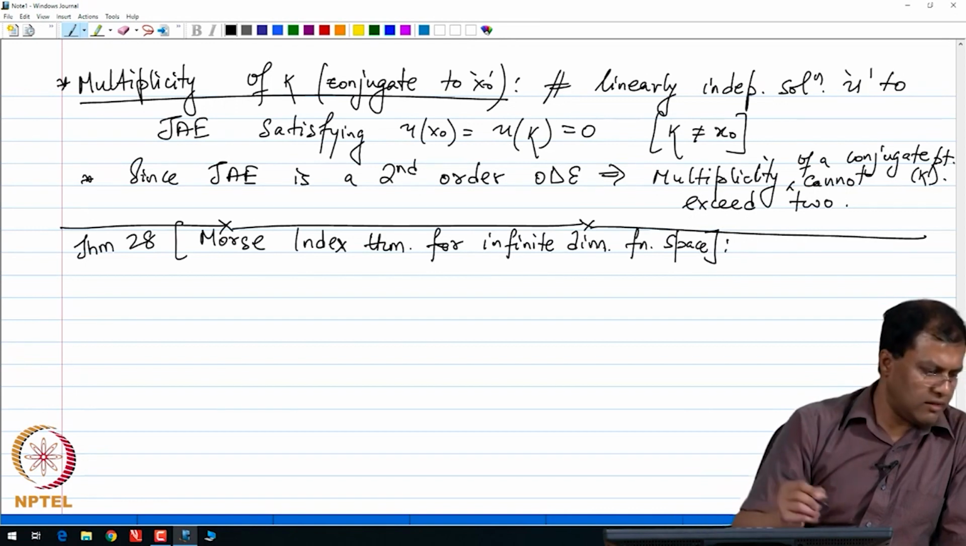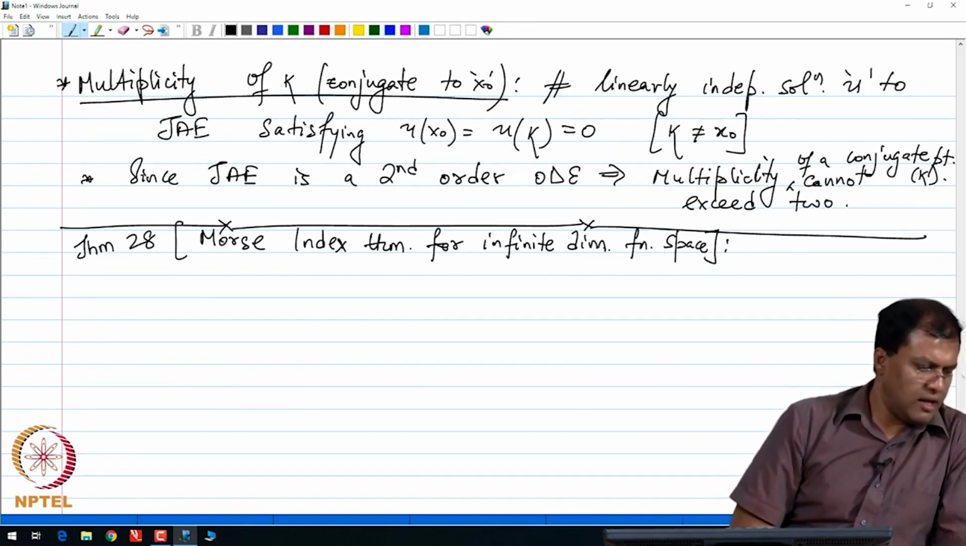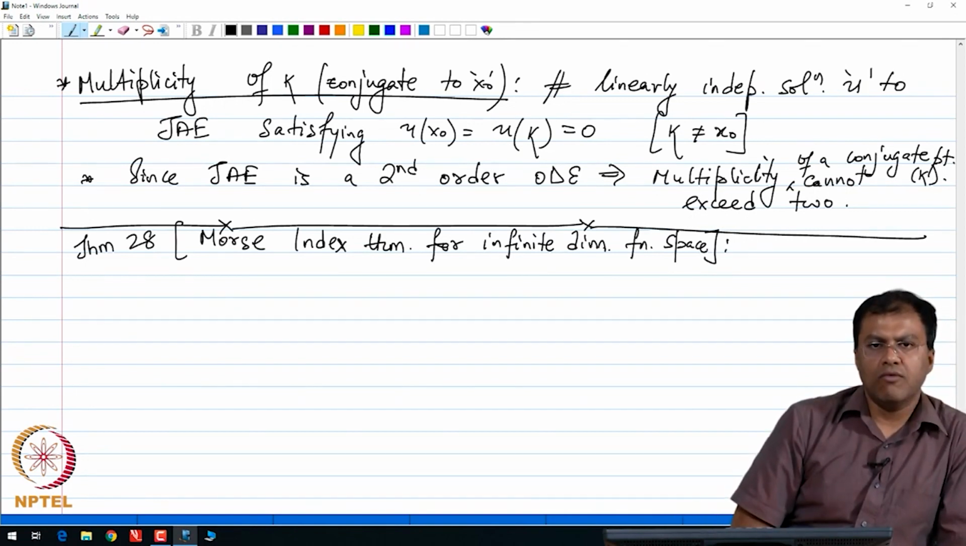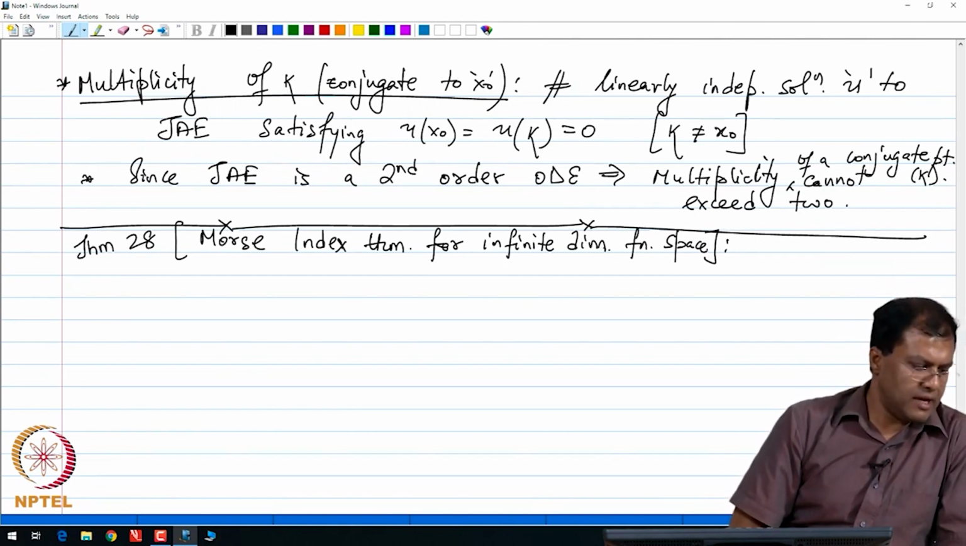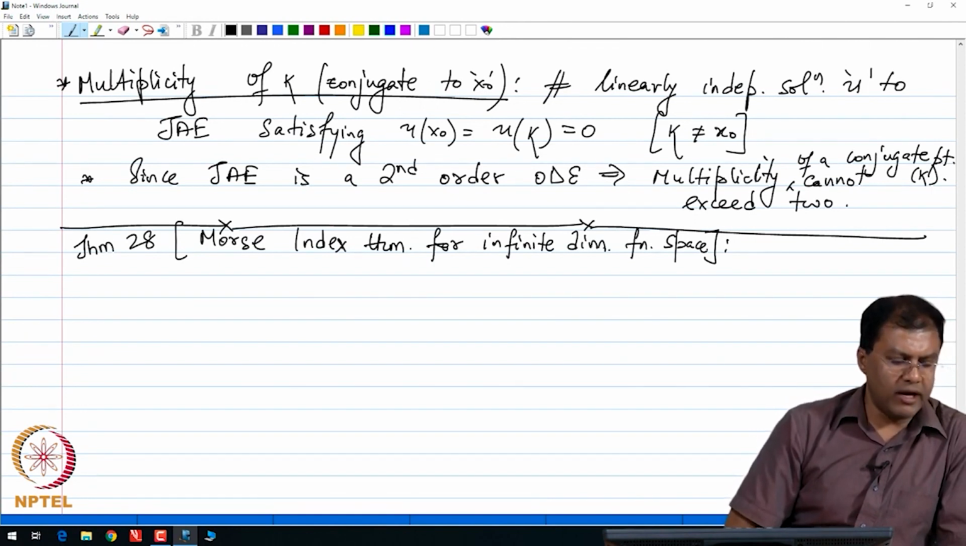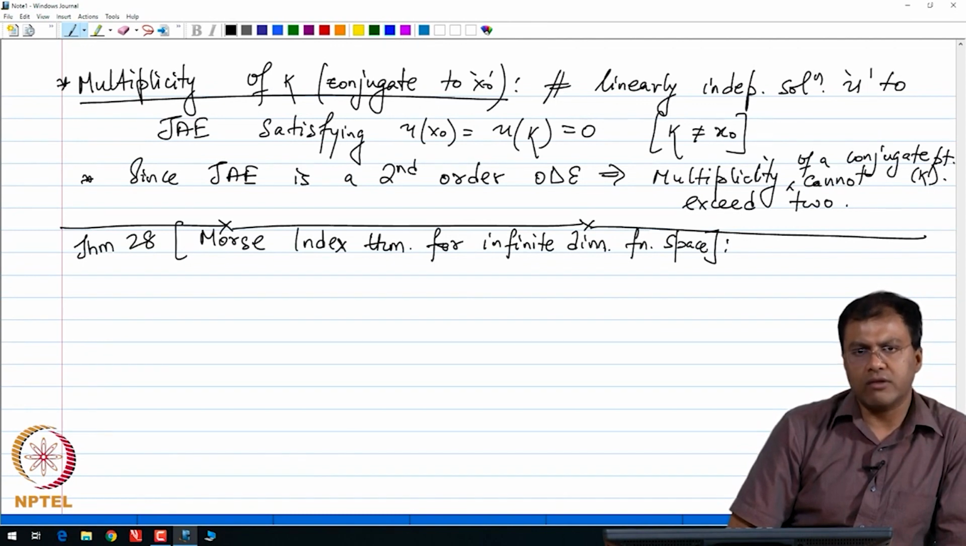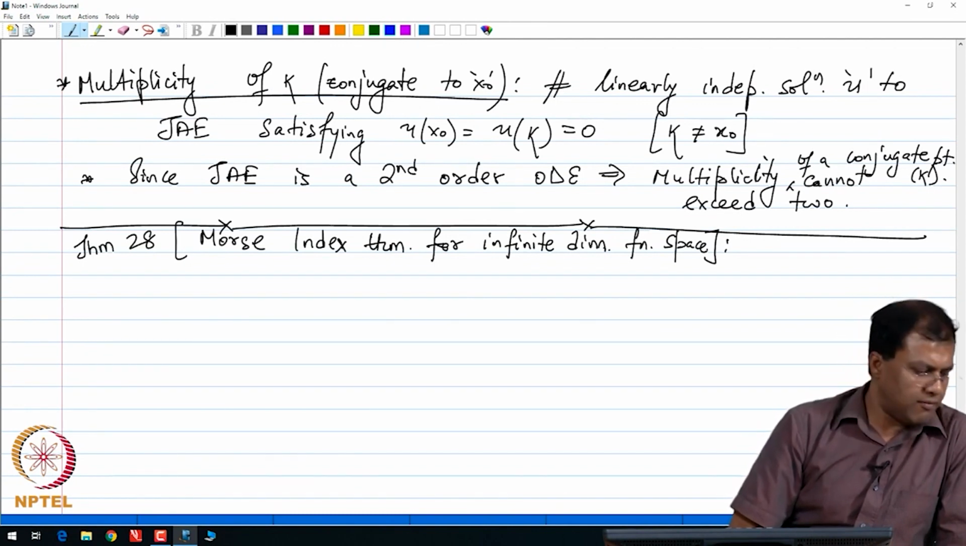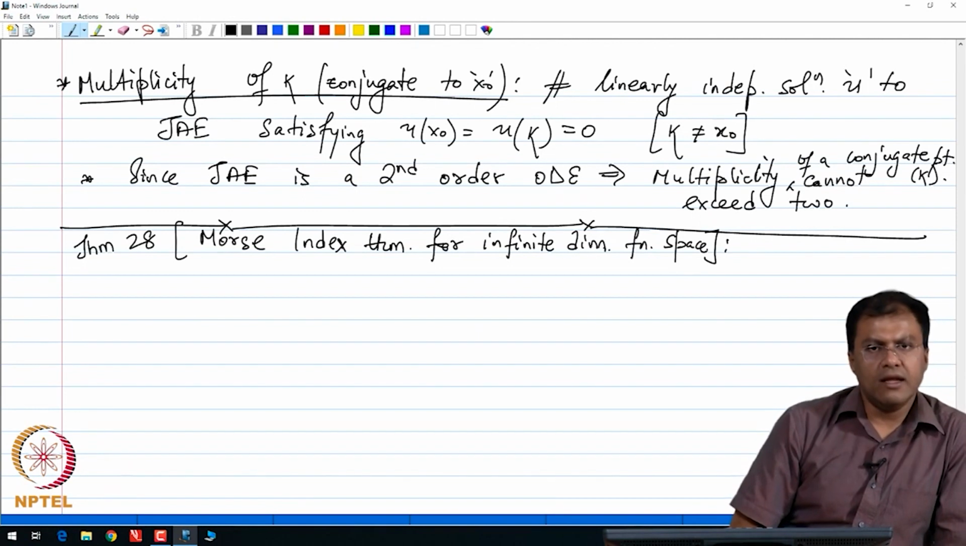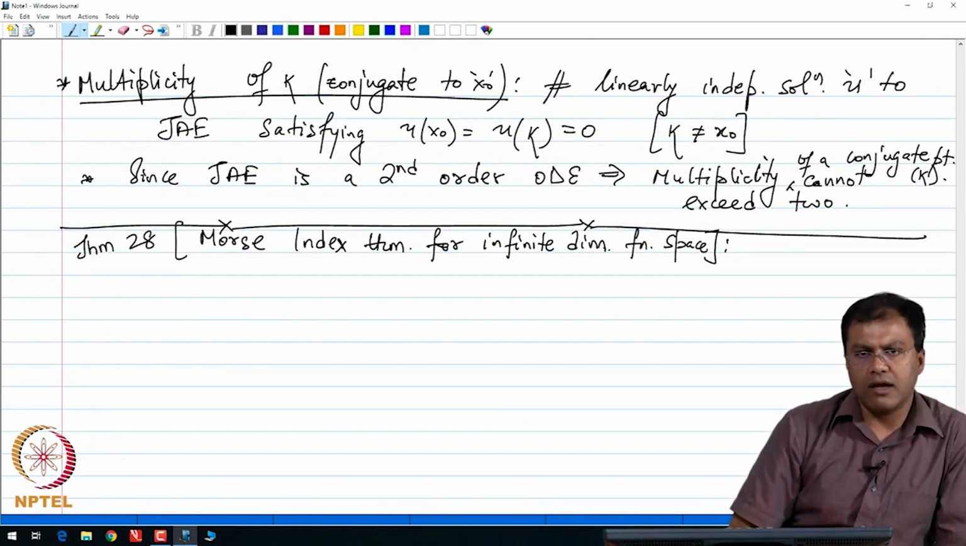So, the theorem says that suppose y is an extremal and lambda is an index for the second variation of j. Suppose the number of points which are conjugate to the starting point x naught is finite, then this number of conjugate points is nothing but the Morse index lambda.